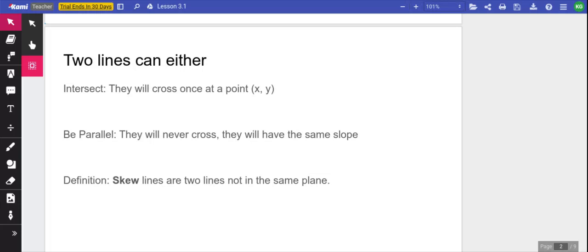The last option we have here are skew lines, and skew lines are 2 lines that are not in the same plane. So like if I draw a line on the floor and a line on the wall, those would be skew lines. They're not in the same plane.